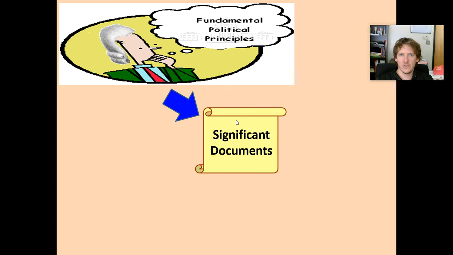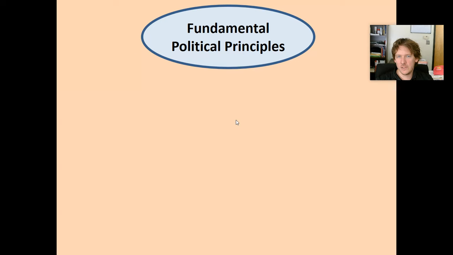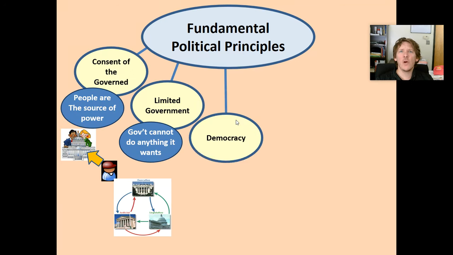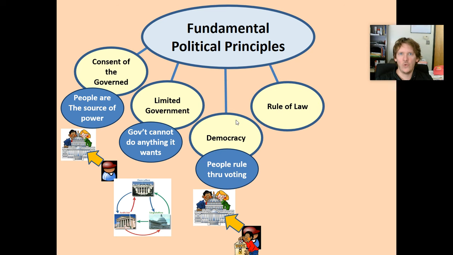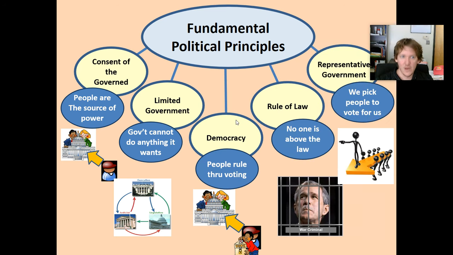Fundamental political principles written in the documents end up in the Constitution. We've talked about the principles. We'll talk quickly about them once again. How many times are we going to go over this? Until you know them, until you love them, until you live them. Consent of the governed: people are the source of power. Limited government: the government cannot do everything it wants. Its power is limited.